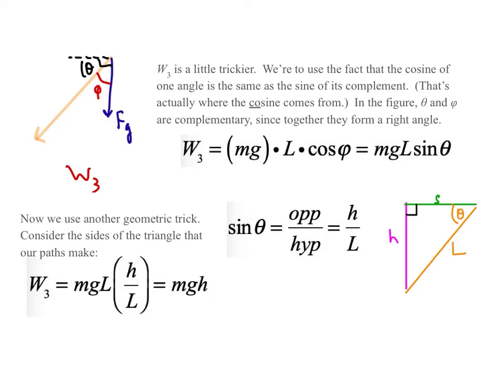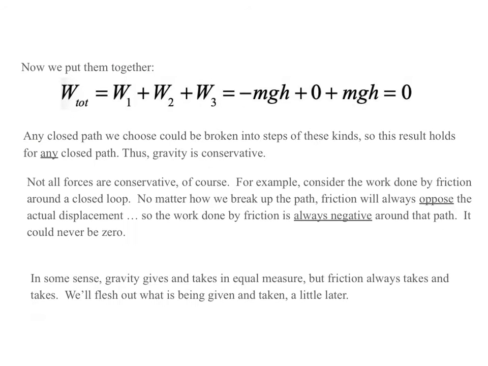But if we look over here, we can see in our triangle, if L is the hypotenuse, that L sine theta is just h. And so we end up finally at the work done by path 3 is just mgh. Again, all that matters for gravity is the vertical motion, not the horizontal.